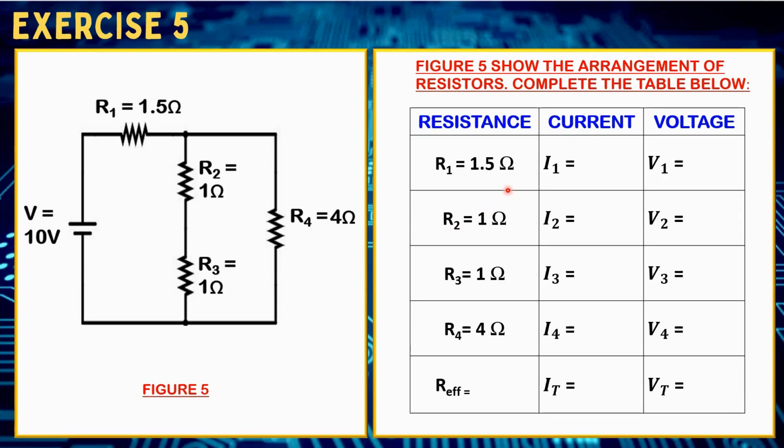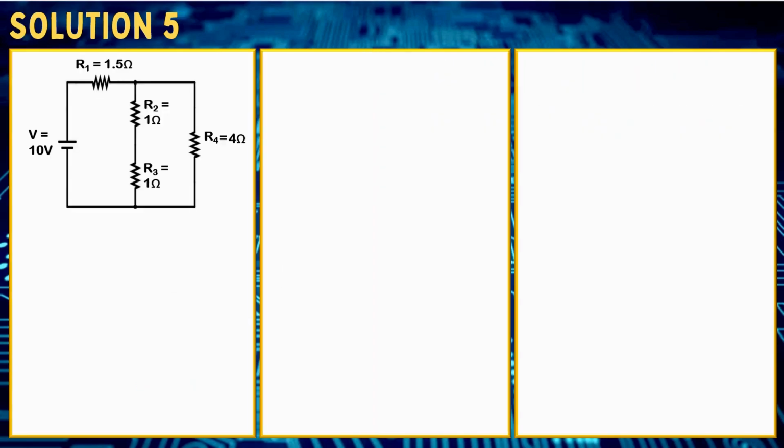You need to complete the table given by calculating the effective resistance, the current flow through each resistor, and the potential difference or voltage across each resistor. For the solution, we will refer to the main circuit.